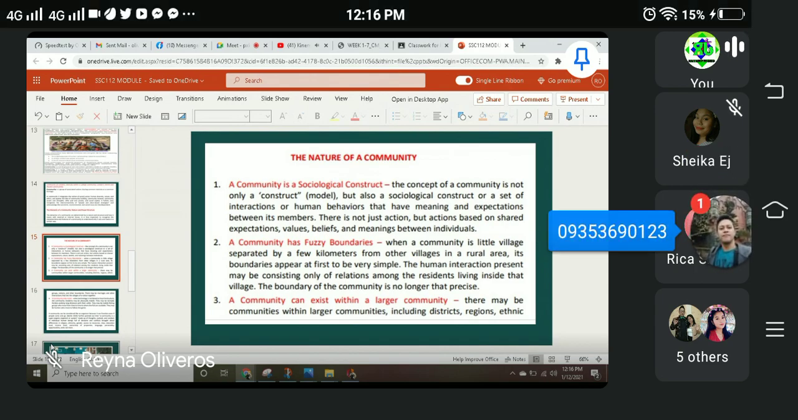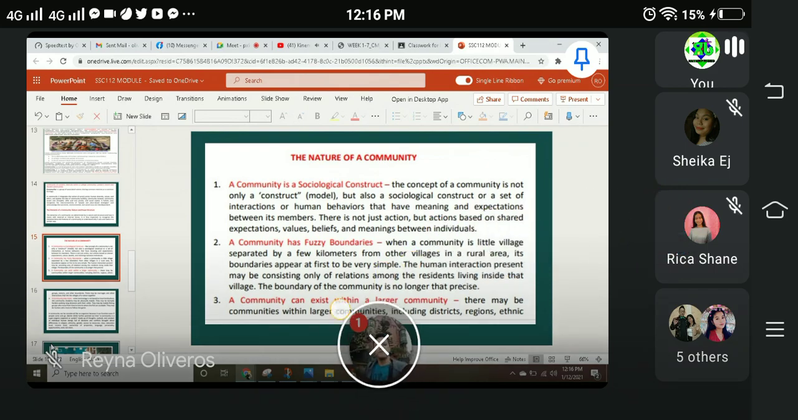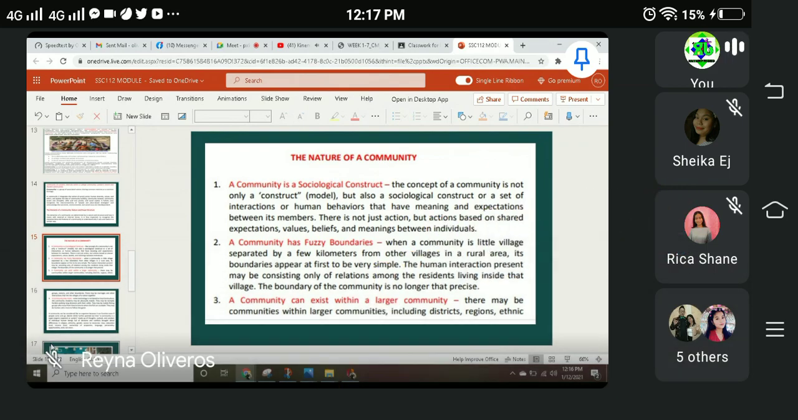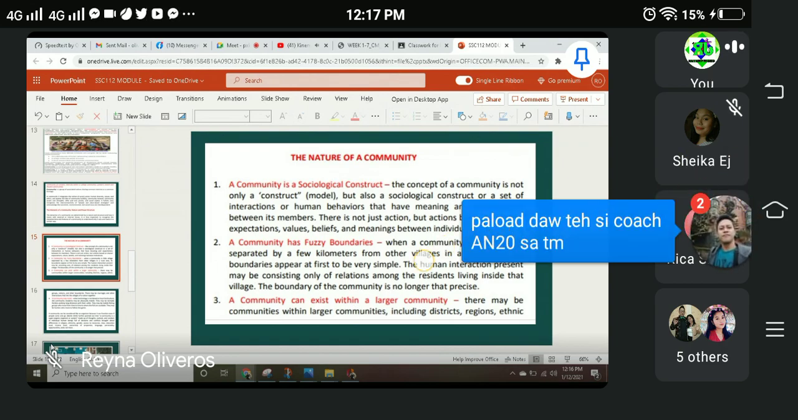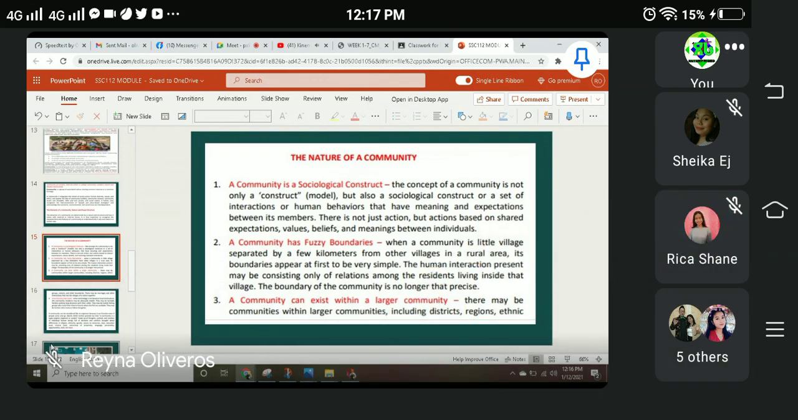So, merong mga klase ng community na kapag malalayo yung pagitan nila or boundary nila sa ibang area, they live in a simple life. They live in a simple interaction. Okay? So, the human interaction present may consist only of the relations among the residents living inside that village.